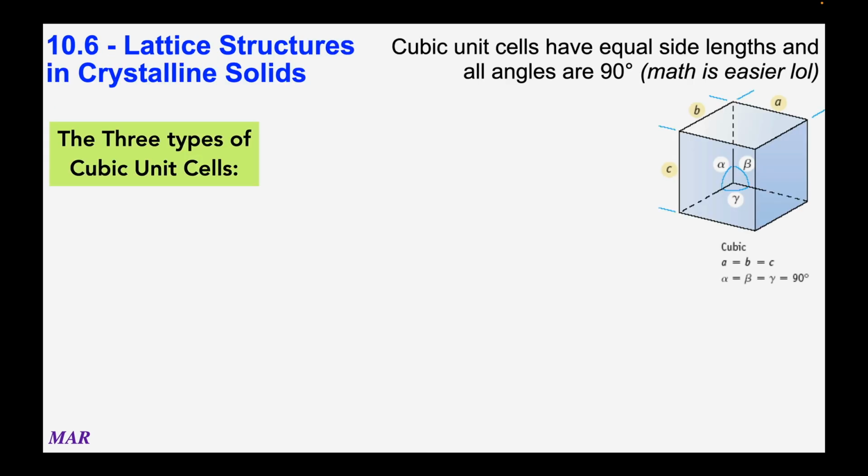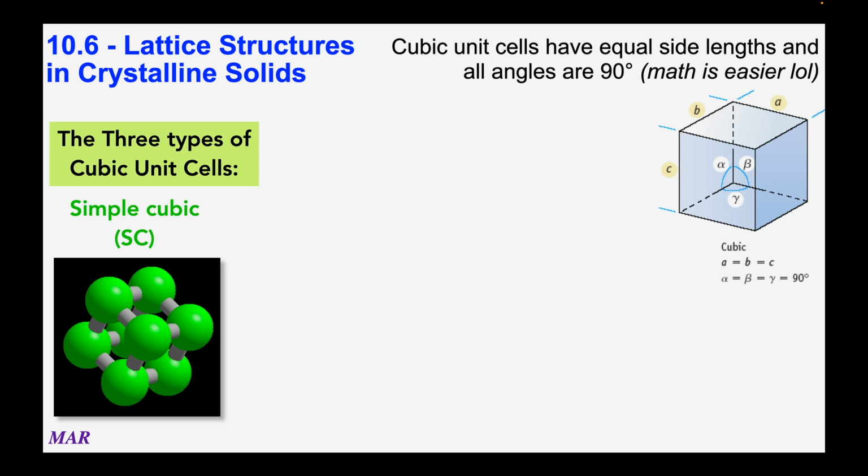So there are 3 types of cubic unit cells, and all the 3 types I'm going to show you here, they all have similar lengths. So length, width, and height, they're all the same value, whatever it is. Also, the angles are all 90 degrees, and that makes the math a little simpler. You don't have to use sines, cosines, stuff like that. And the 3 types are called simple cubic, which we'll abbreviate SC.